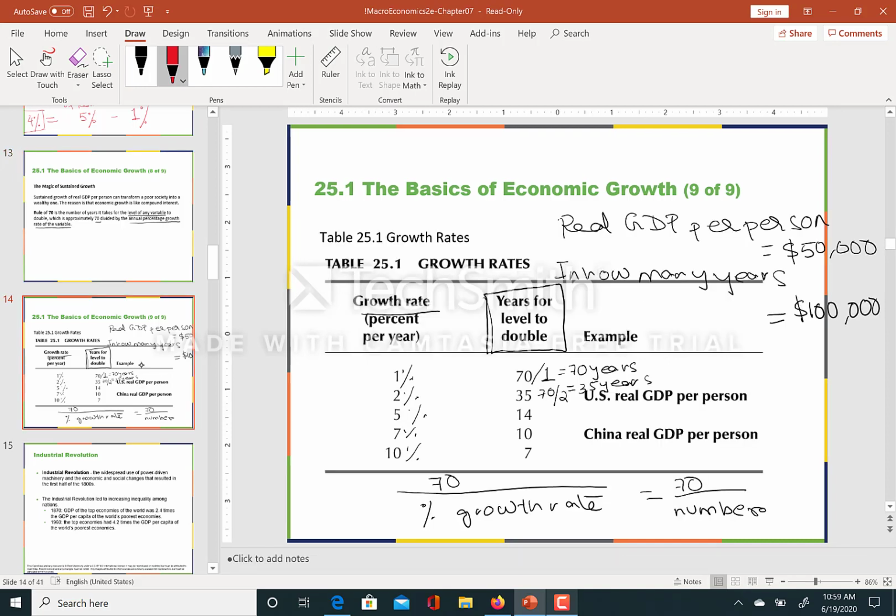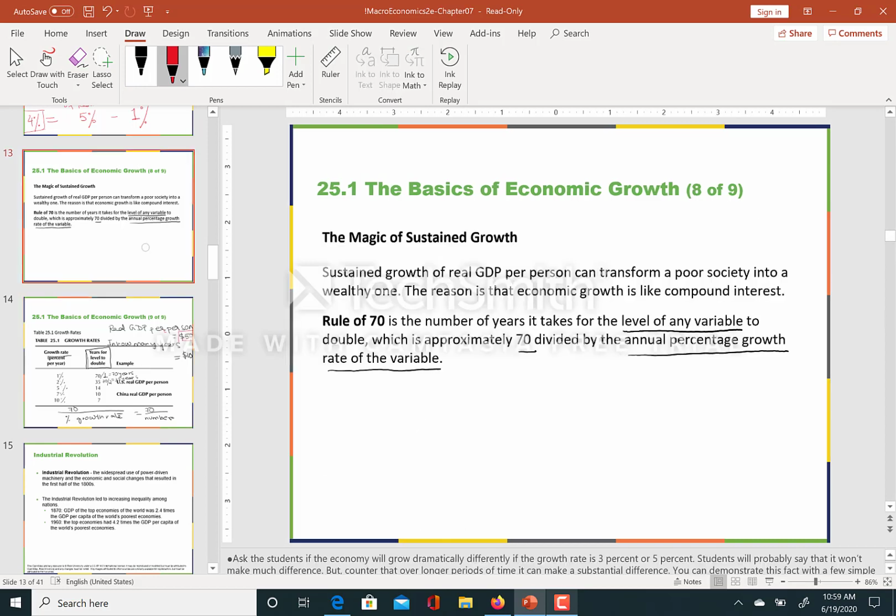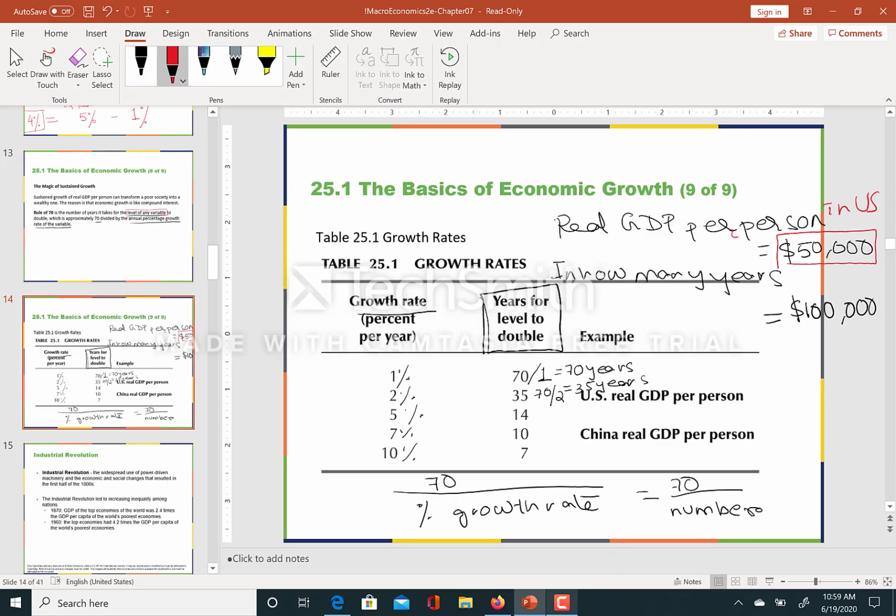Let's see how we use the rule of 70. Say, for example, the real gross domestic product per person in the US is equal to $50,000. I need to know in how many years this will double in value. Going back to the definition, the rule of 70 shows us the number of years it takes for the level of any variable to double. Say I'm looking at real GDP per person. I need to know in how many years 50,000 becomes 100,000.